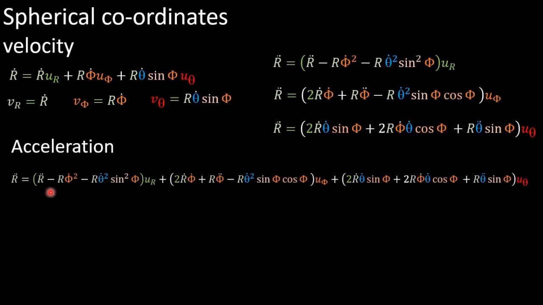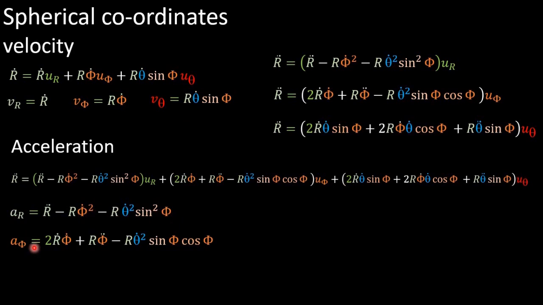So this is the acceleration in the u sub r direction, acceleration in the u sub phi direction, and acceleration in the u sub theta direction. So I can say a sub r, the acceleration in the radial direction, is r double dot minus r times phi dot squared minus r times theta dot squared times sine squared phi. So that is acceleration in the radial direction.